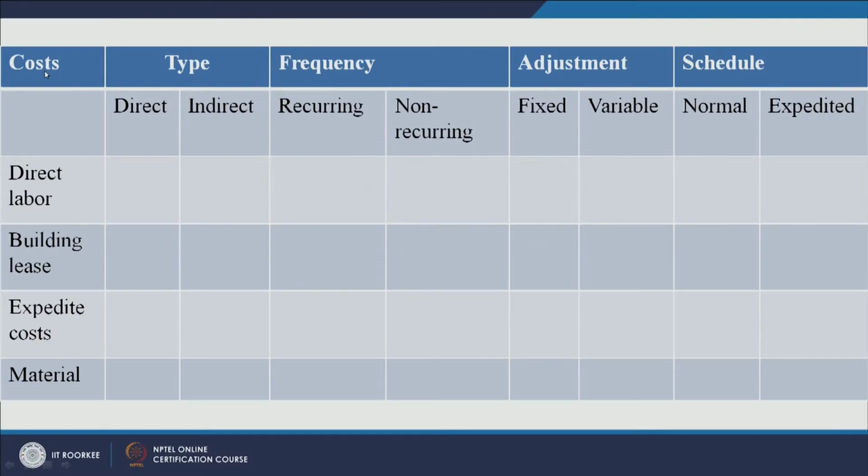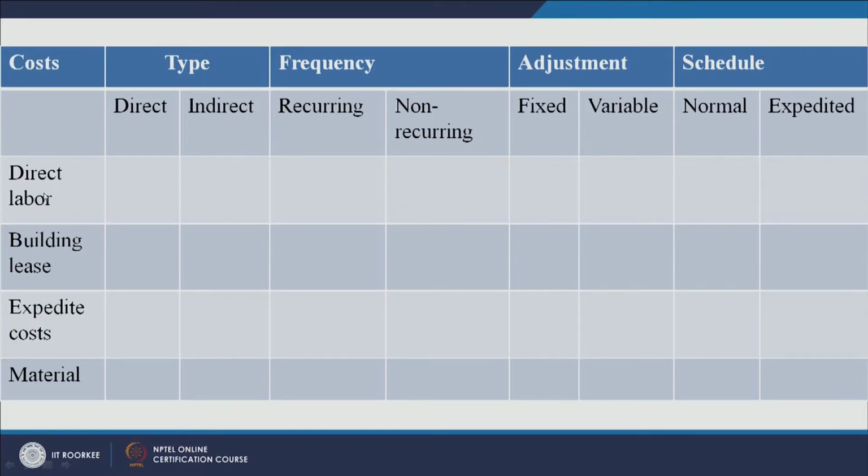Let us look at this table. Now, in this table you have got different costs: direct labor cost, building lease, expedite costs and material costs, right. So, these are different costs and these are different categories, right. You have got, let us say, direct and indirect; you can classify them on the basis of frequency. So, recurring and non-recurring, whether it is fixed or variable, and normal and expedited, right. So, this is based on schedule, this is based on adjustment, these two are based on frequency, and direct and indirect costs are based on type of cost, right.